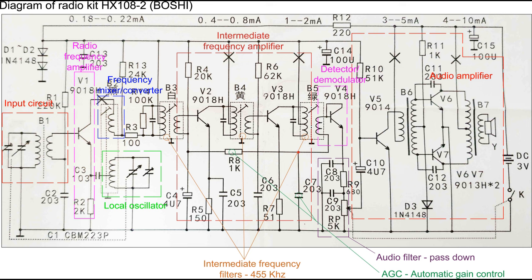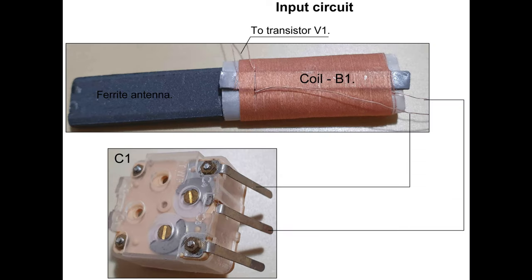The variable capacitor is double, which achieves the simultaneous tuning of the input stage circuit and that of the local oscillator. The input circuit is made up of coil B1 and variable capacitor C1. To capture the radio signal, the receiver must have an antenna. From the complex of radio waves, only a radio signal is selected, with a certain frequency, using the tuned circuit which is made up of the coil B1 and section 1 of the variable capacitor C1. The selected signal is transmitted inductively to the amplifier stage equipped with transistor V1.